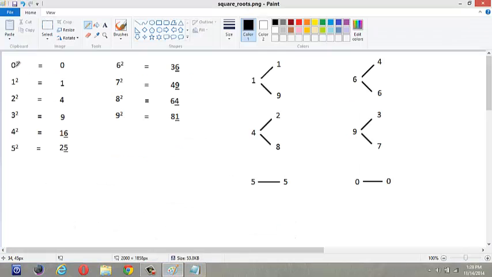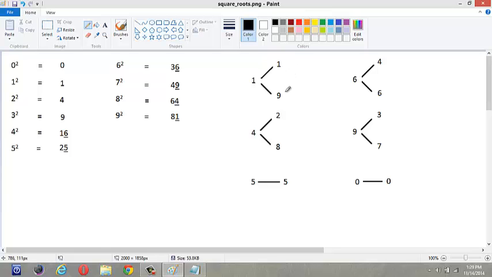Here I have shown you the numbers from 0 to 9 and their squares. If you see here, these squares never end with 2, 3, 7 or 8. They only end with 1, 4, 5, 6 and 9. I think you got it. The perfect squares only end with 0, 1, 4, 5, 6 and 9.